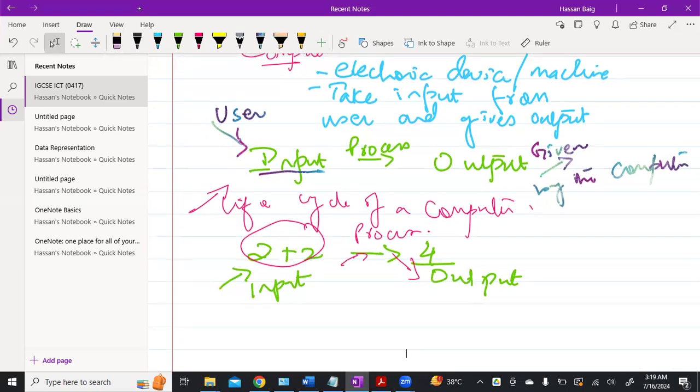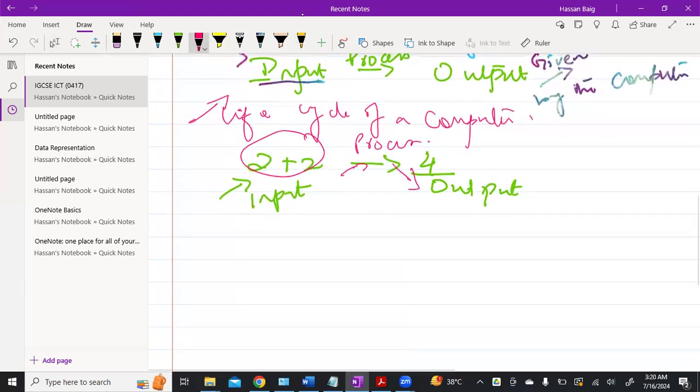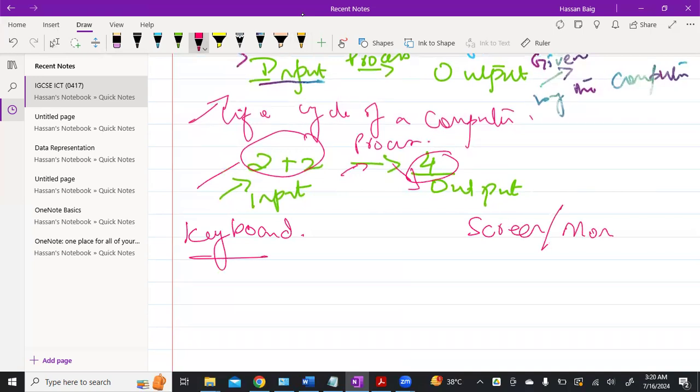There are also some certain devices which we use for input, and some devices are for output. For example, you punch these values 2 plus 2 from a keyboard, and keyboard is an input device. And you see the result on your screen, which is normally referred to as a monitor. The monitor is an output device. Maybe you will get it from a printer, so that is also an output device. We will discuss the input device and output device concepts later.